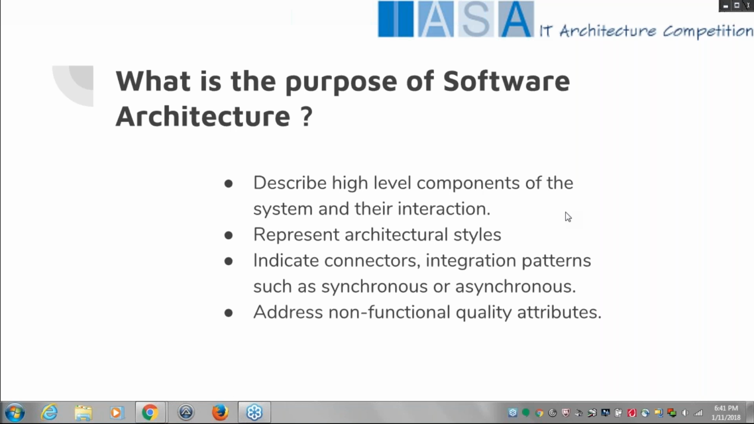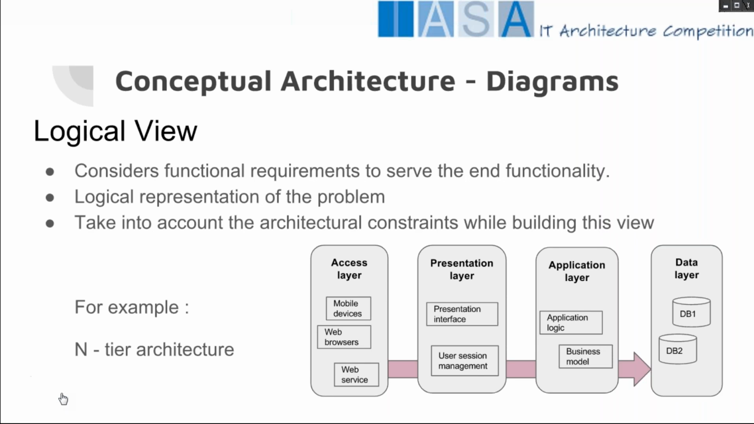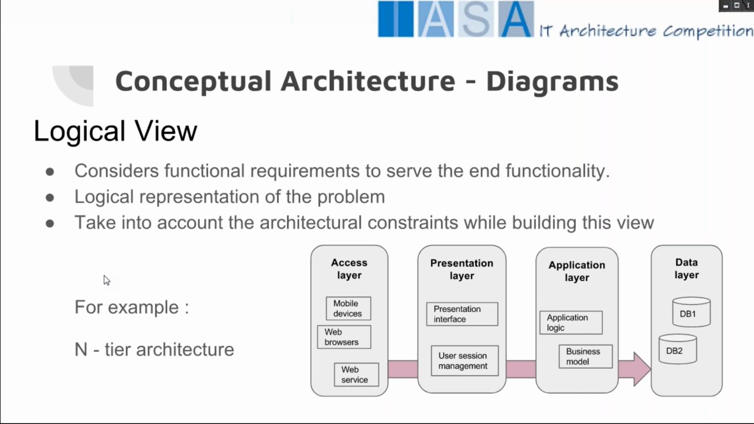Excuse me. Could you please go to the conceptual architecture diagram? Yeah, the previous one. Okay, this one. In this diagram, I see some layers here, but I'm not quite sure about the definition of the access layer, the presentation layer and the application layer. Those 3 layers. Can you please explain? Of course.